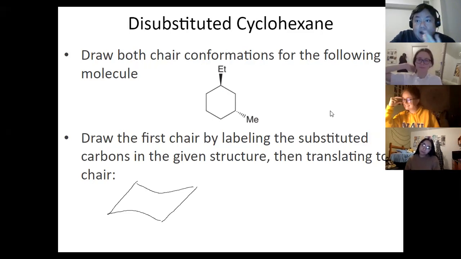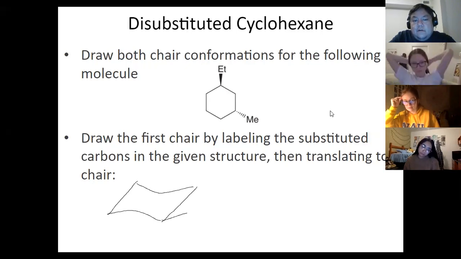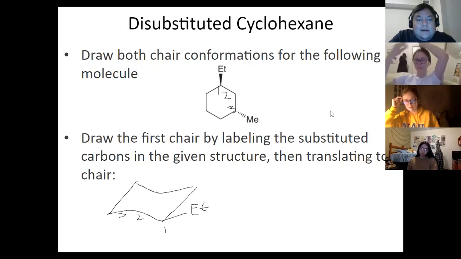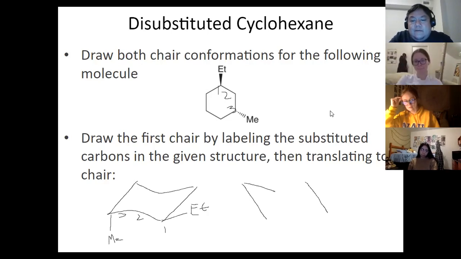It doesn't matter how you draw it the first time, right? Just be consistent. So I could have drawn the ethyl here, right? And so 1, 2, 3, if I'm counting clockwise, 1, 2, 3, and then this would be the methyl, right? And then if I did my chair flip like this, again, it doesn't matter how I structure it or number it, just as long as I'm consistent.